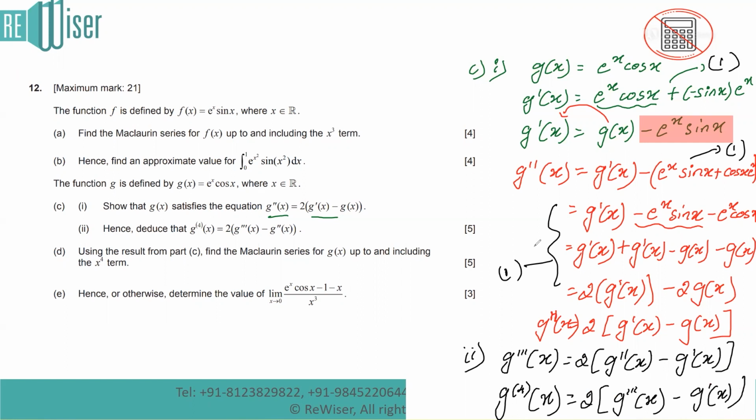Sorry, the previous one carries 4 marks: 1 mark is for showing the second derivative, and 1 mark is also for the substitution. So the previous part is for 4 marks, and this part is just for 1 mark. And that's how the 5 marks are distributed for the sum for part C.